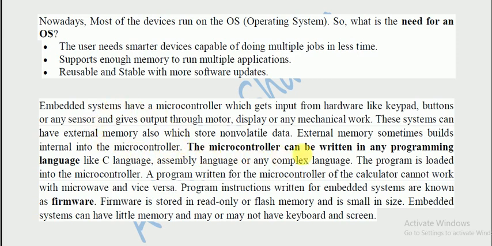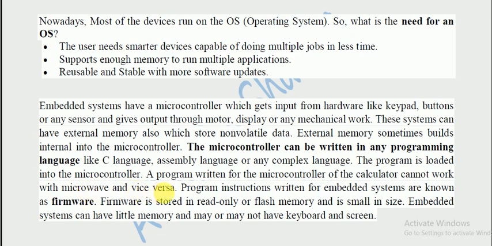The microcontroller can be programmed in any programming language, such as C, assembly language, or any complex language. You should differentiate the program that is used for the embedded system from the program used for a microprocessor-based or general purpose system. The program is loaded into the microcontroller, so a program written for the microcontroller of a calculator cannot work with a microwave, and vice versa.